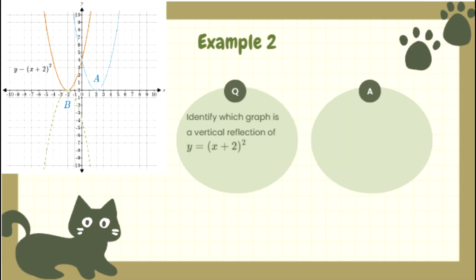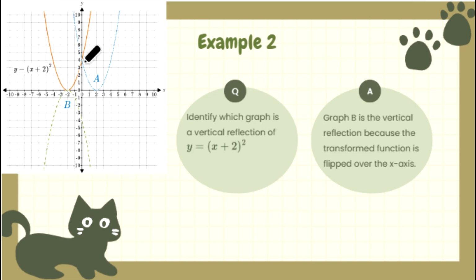Example 2, identify which graph is a vertical reflection of y equals x plus 2 squared, this orange one right here. Which one of these is a vertical reflection over the x-axis? The same thing we've been doing all this time. It's obviously B, because we're not going side to side. That's wrong. No, no, no. We're going up and down.